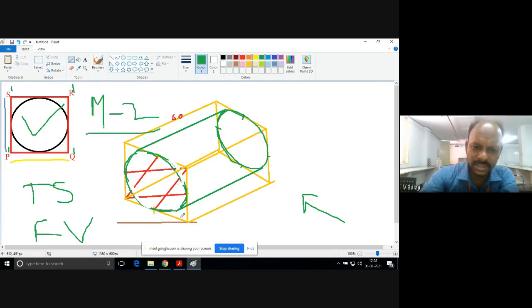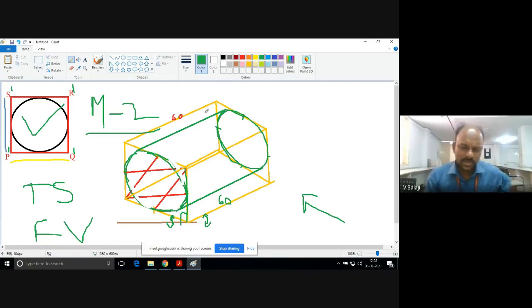What the method says: you take a 30 degrees line and one vertical line, the 90 degrees line. Then create one rhombus, inside that create one ellipse. Then you can take 30 degrees lines 60 mm long, on either side, left hand side or right hand side, to create the isometric view.